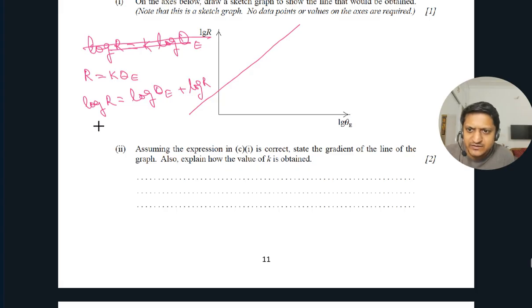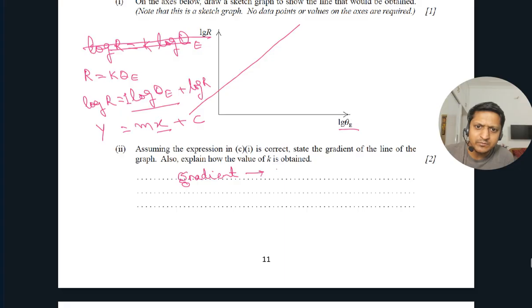See now, this graph is like y equals mx plus c, because log theta E is there. So this x is log theta E. So what is m here? m here can be 1. So we will say that the gradient here, that is the slope, will be 1.